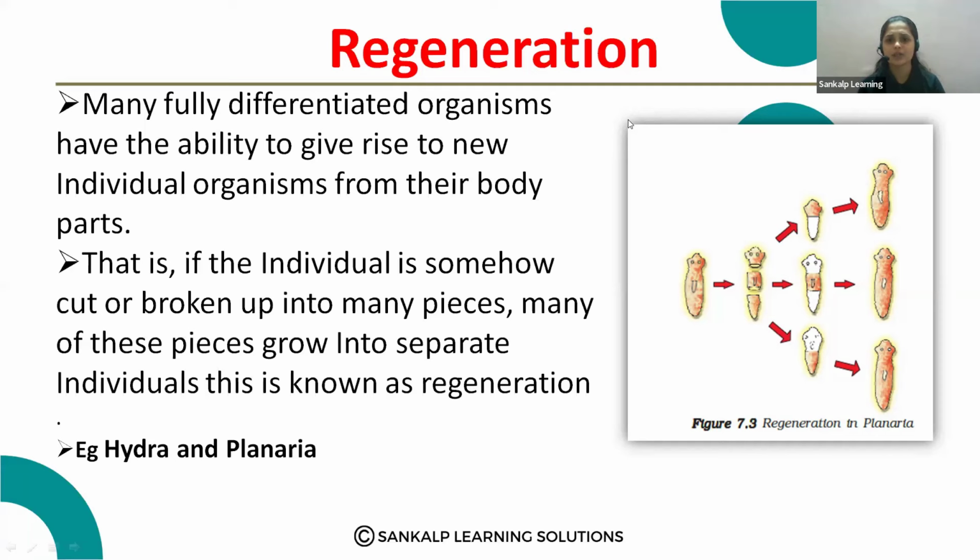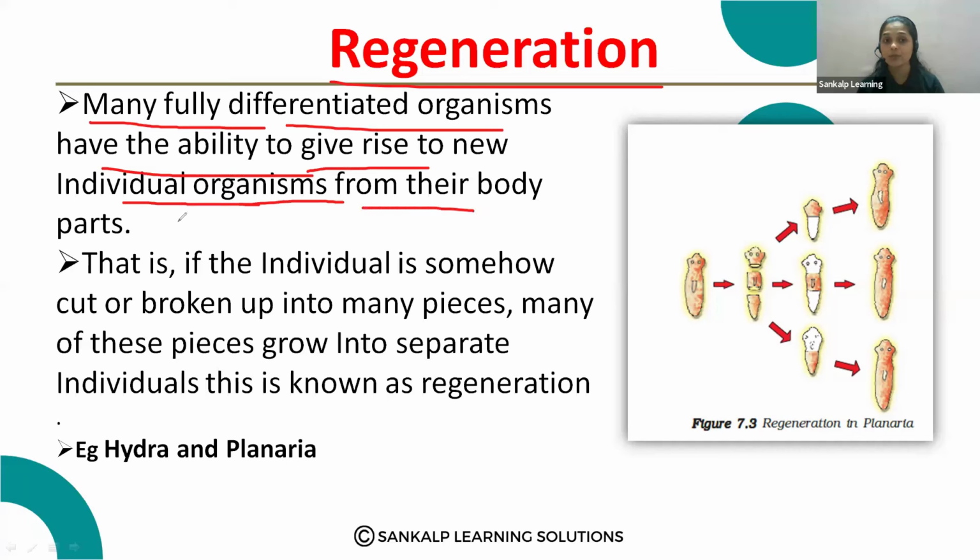What is regeneration? Re means again, repeatedly, right? Here, many fully differentiated organisms have the ability to give rise to new individuals or new organisms from their body parts. Just imagine, this is the planaria. This organism is called a planaria. Just imagine this planaria is cut into 3 parts.